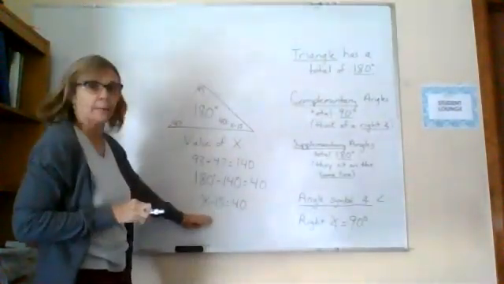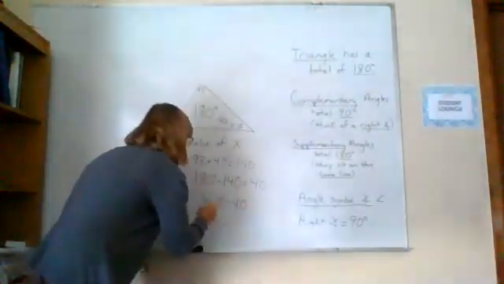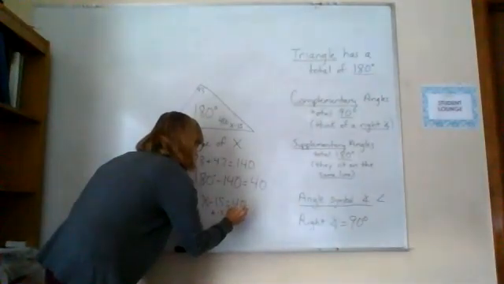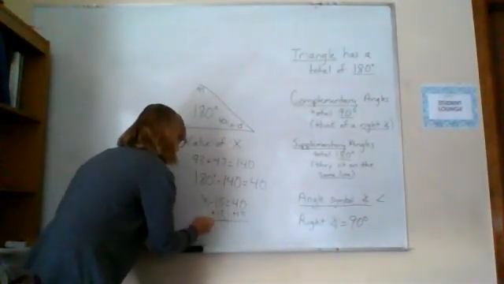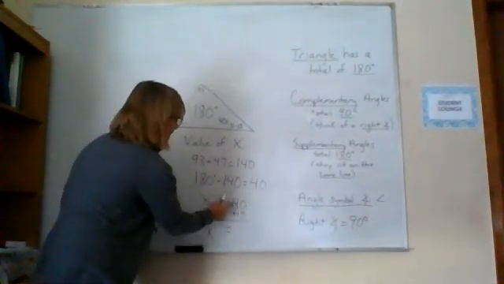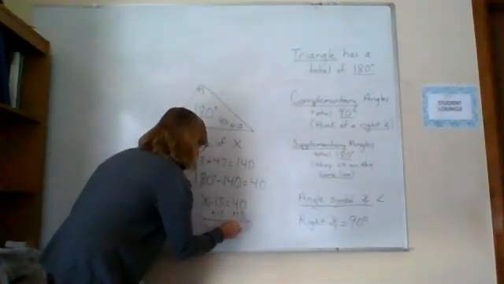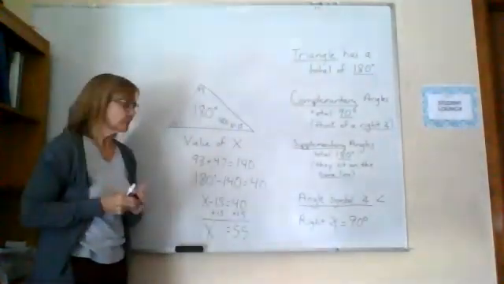So what needs to move for my x to be by itself? The 15. So remember, I always do the opposite to get it to move. And anything you do to one side, you do to the other. So negative 15 plus 15. So I end up with x equals, what is 40 plus 15? You'll have your calculator, but it's 55.